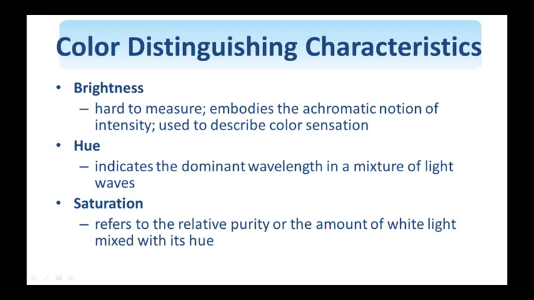Colors such as pink, which is a combination of red and white, are less saturated. And in general, the degree of saturation is inversely proportional to the amount of white light that is added. So if we add a little bit of white light, then it's quite saturated. If you add a lot of white light, the degree of saturation is much less.